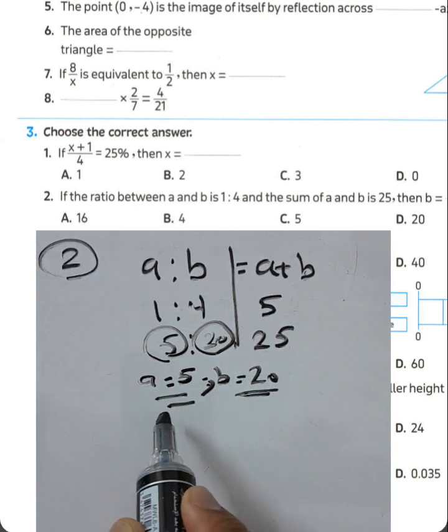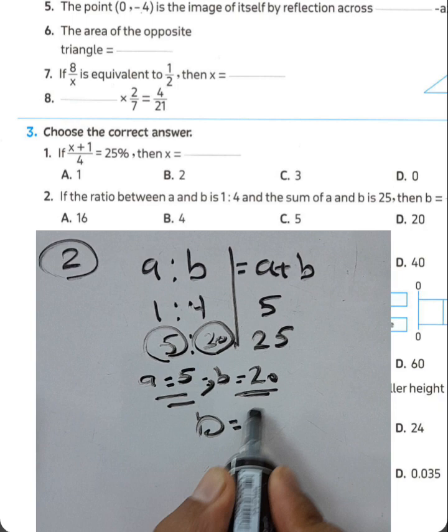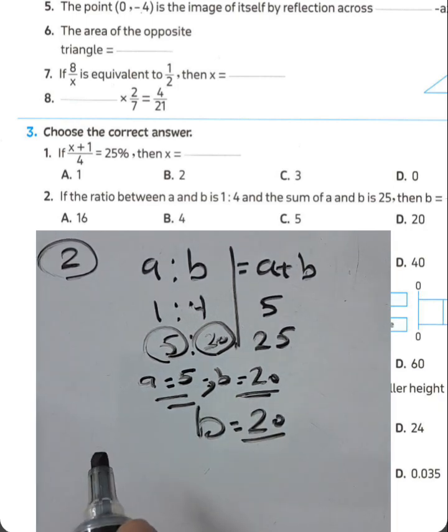He wants to find B, then the value of B will be equal to 20. Right, 20 is the answer. Choose letter D.